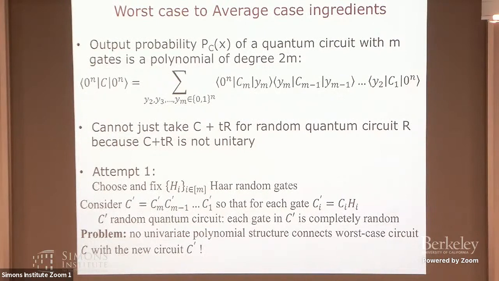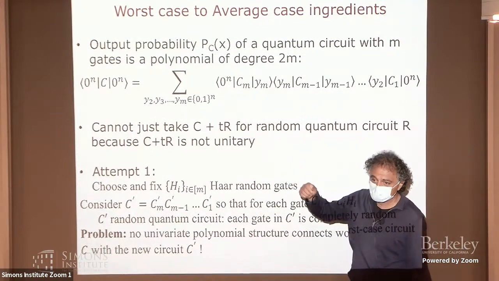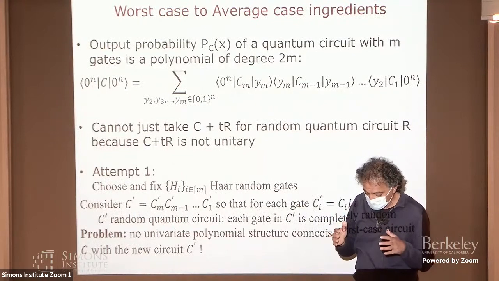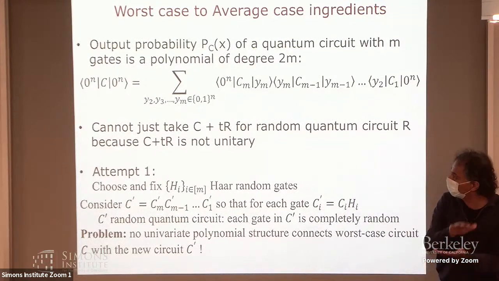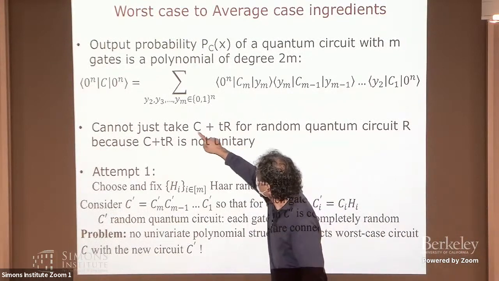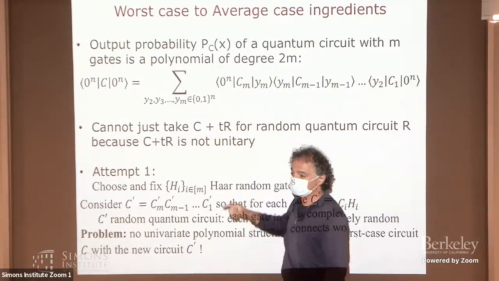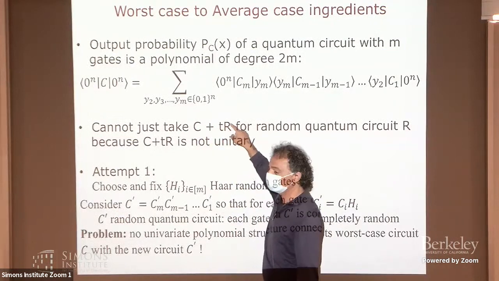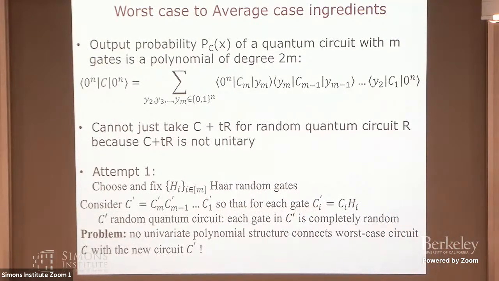But now the place there's a problem with is if you're trying to reproduce that previous argument, Lipton's argument, then we run into a problem straight away, because we cannot, given a circuit C, take C plus T times R. If this is a unitary and this is a unitary, when you take a linear combination of them, you won't get a unitary.